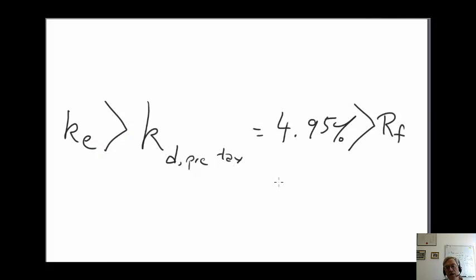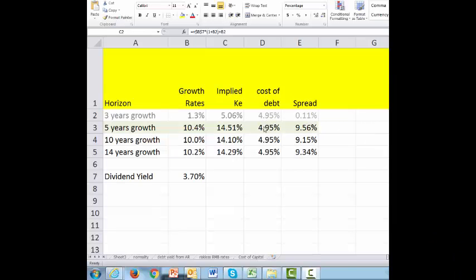We wanted to calculate the cost of debt to find out whether, using the cost of debt plus the spread methodology, our cost of equities were reasonable. We've now calculated a cost of debt, this is pre-tax cost of debt, of 4.95%, roughly speaking, and we can compare that 4.95% cost of debt with our costs of equity implied by the dividend growth model. Our spreads over the cost of debt range from 11 basis points up to 9.5%. Clearly, 11 basis points is too low a spread.